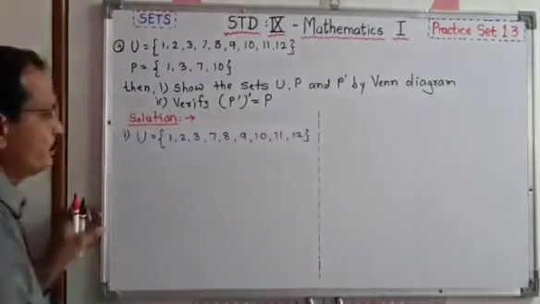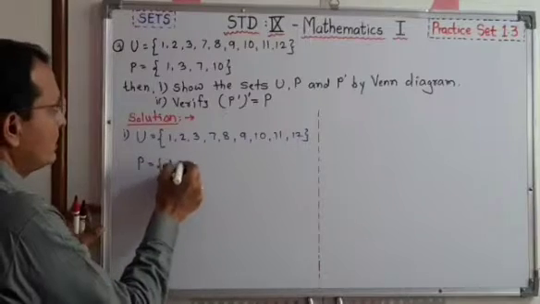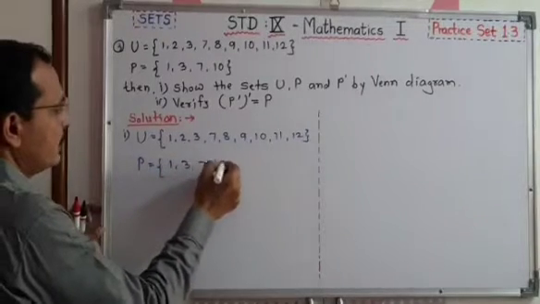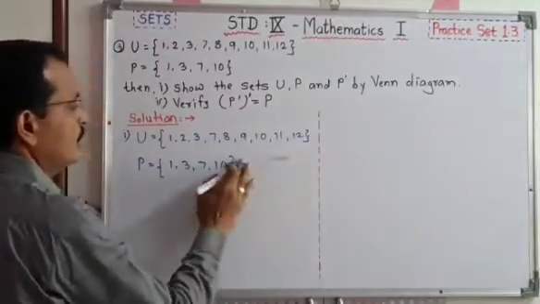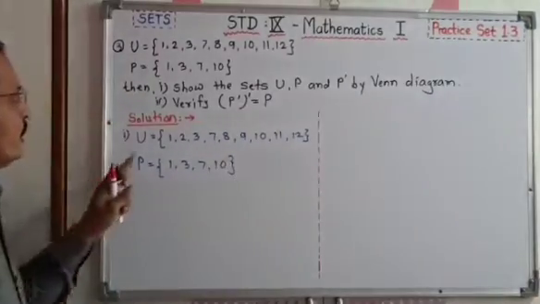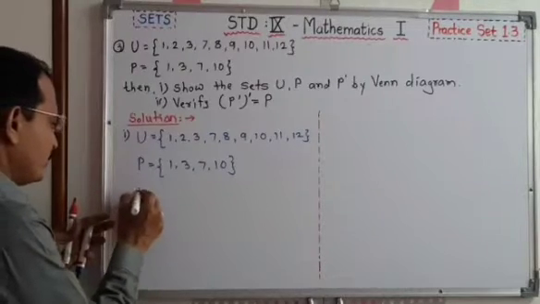As it is given, set P is also given. We have to write 1, 3, 7 and 10. This is statement number first. Now we have to write the P complement.